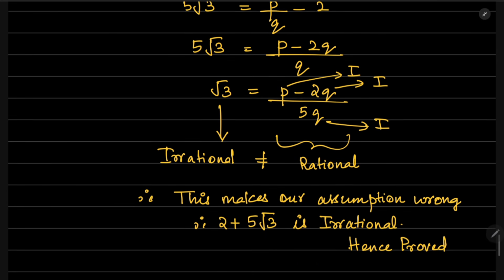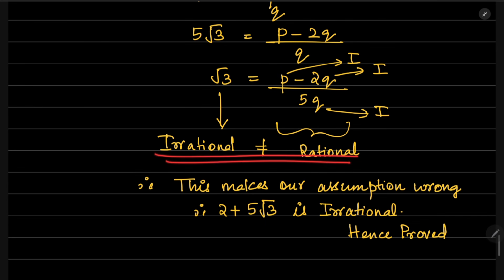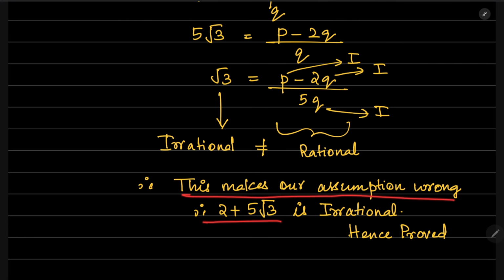But always make sure you don't just leave it here. This should not be the final step. You should not just write, therefore, this makes our assumption wrong. You have to write that the given number is irrational, hence proved. This is very, very important. Make sure you are writing till the end.